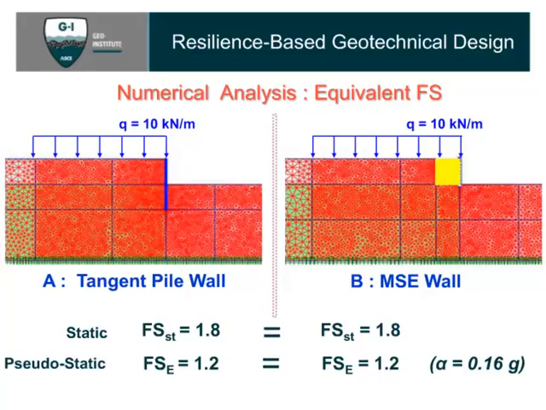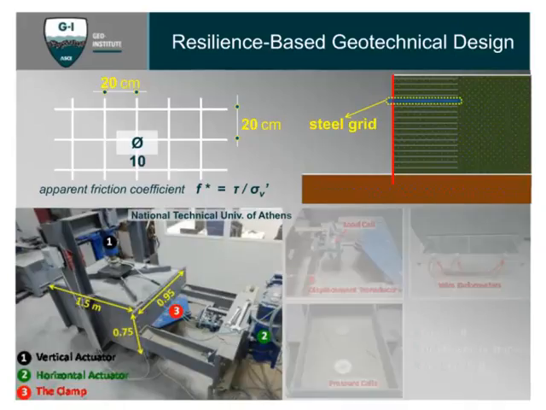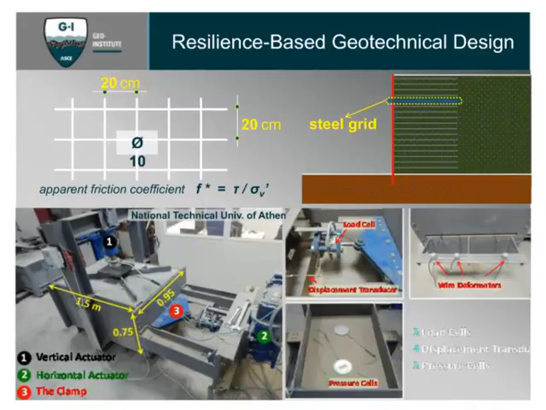So in that sense, these two walls have the same conventional factor of safety, passing the factor of safety test. They are both safe to be used for the objectives that they were designed for. Now, what we wanted to look at is how they would behave under different earthquakes. And one of the key parameters is the friction coefficient that the reinforcement is going to provide.